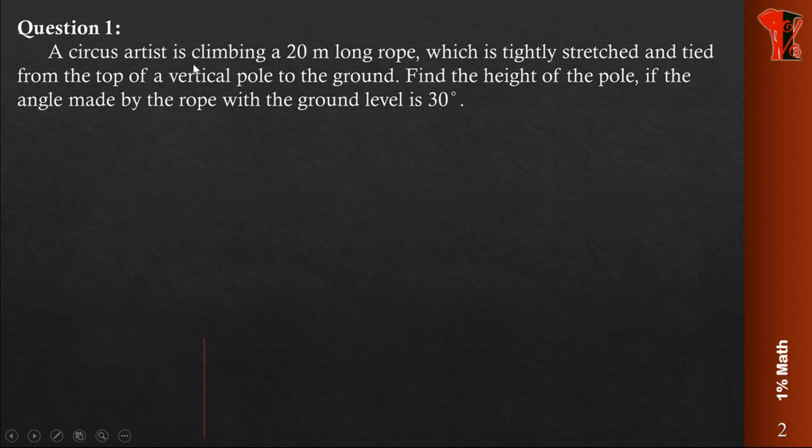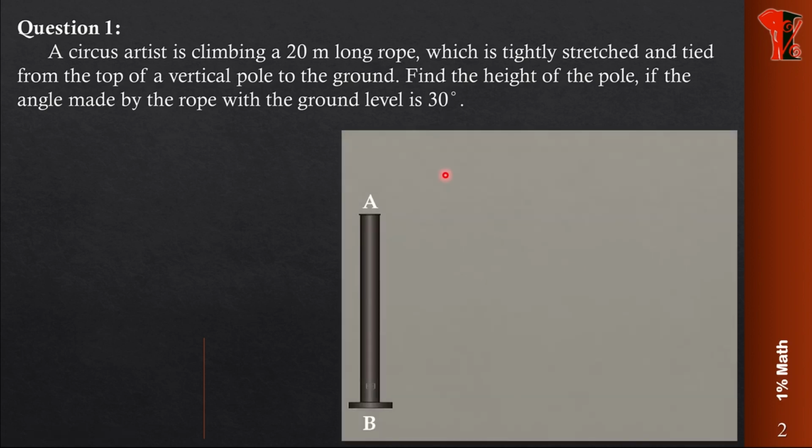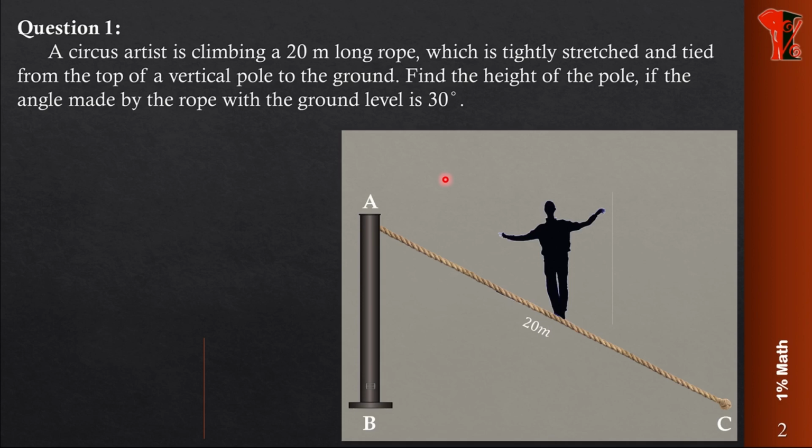A circus artist is climbing a 20-meter long rope which is tightly stretched and tied from the top of a vertical pole to the ground. Find the height of the pole if the angle made by the rope with the ground level is 30 degrees. Consider AB as the pole and AC as the rope. A circus artist is climbing on it, and the length of this rope is 20 meters. The angle made by the rope with the ground is 30 degrees.